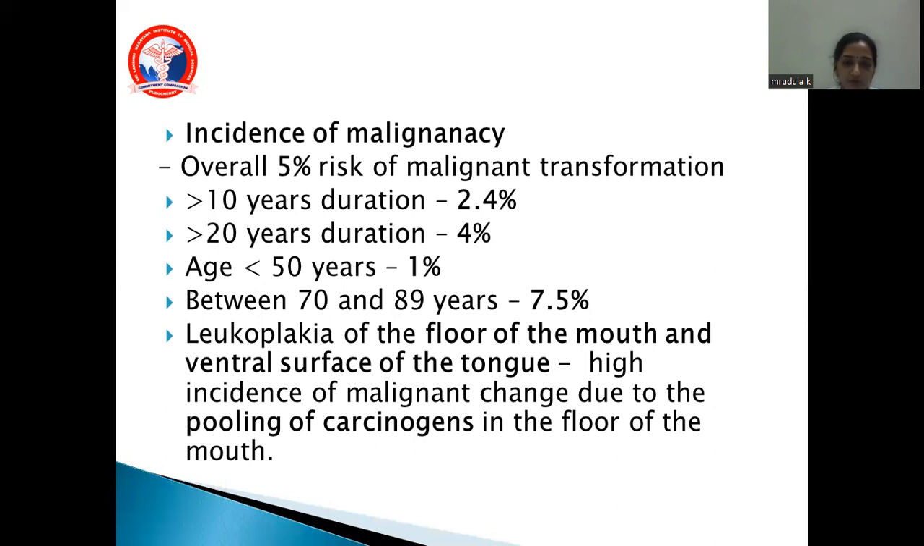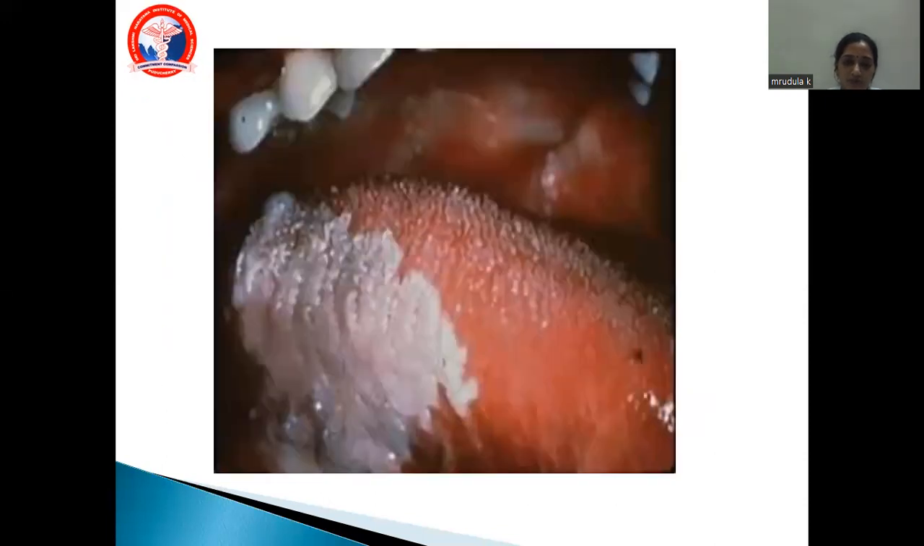Leukoplakia of the floor of the mouth and ventral surface of the tongue has a high incidence of malignant change due to the pooling of carcinogens in the floor of the mouth. So this is a classical picture, where you can see a white patch on the lateral surface of the tongue.